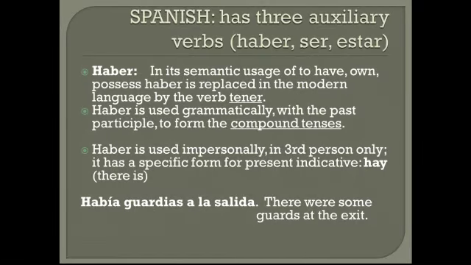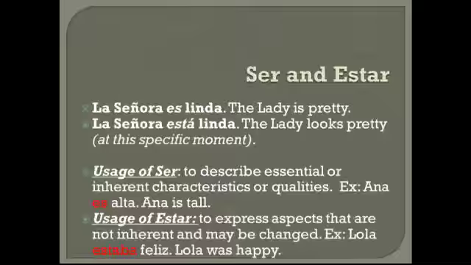In Spanish, there are three auxiliary verbs: haber, ser, and estar. Haber, in its semantic usage, is replaced in modern language by the verb tener. In the example, habemos papa would be in modern Spanish just tenemos papa, we have a pope.